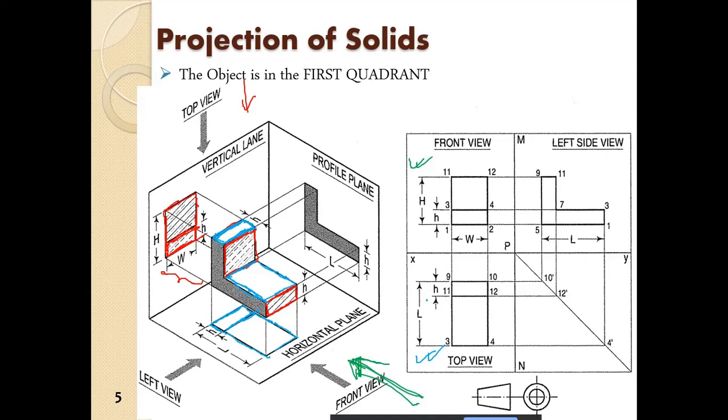And if it is asked to draw the left hand side view, it will look from this side, right, from this side. So what you will see is this surface. So this surface you will see, and it will be projected on the profile plane in this manner.